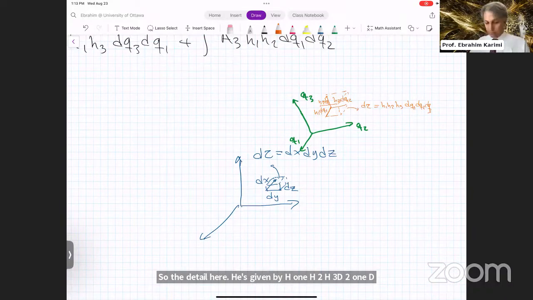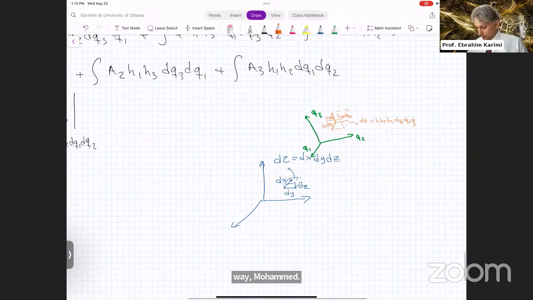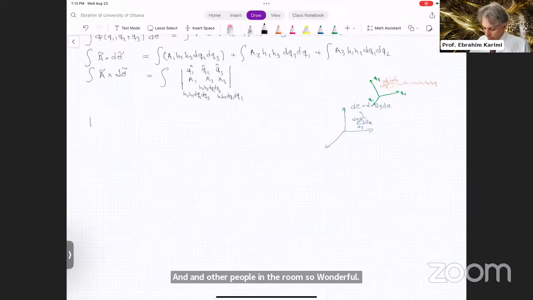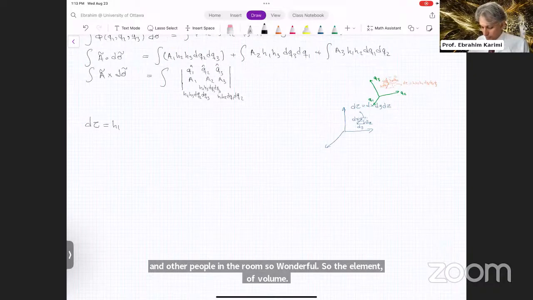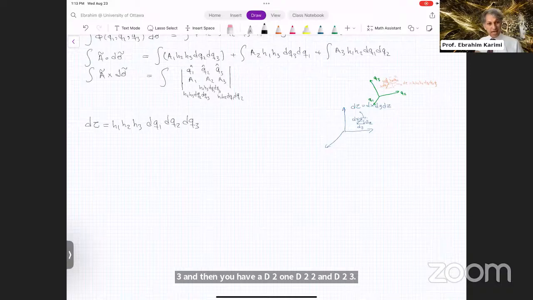Exactly. All of you got it in a proper way, Mohammed and other people in the room. So wonderful. The element of volume for this curvilinear orthogonal space is h1, h2, h3, and then you have dq1, dq2, and dq3. Remember, h1, h2, and h3 are not constant.